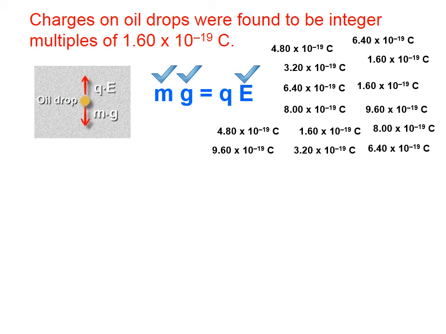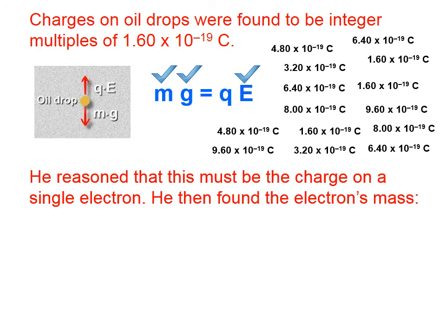And these are some examples of numbers that he came up with. So one time Q came out to be 4.8 times 10 to the negative 19th, and 3.2 times 10 to the negative 19th, 8 times 10 to the negative 19th coulombs. And it turns out that those are all multiples of this number, 1.60 times 10 to the negative 19th coulombs. Milikin reasoned that this must be the charge on a single electron, because some of those oil droplets would have lost one electron, some would have lost two, some would have lost 3, 4, 5, 6, and so on, which is why all of those charges that he calculated were multiples of this 1.6 times 10 to the negative 19th coulombs.